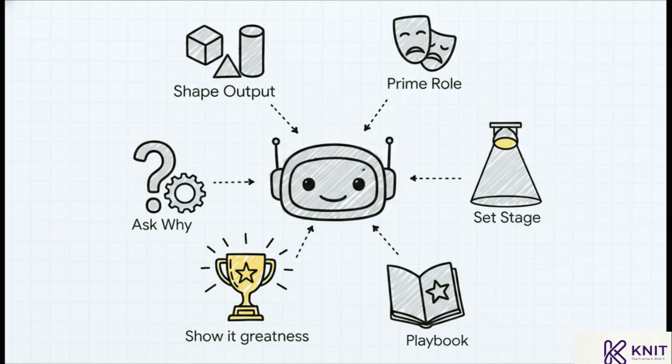Third, pick your playbook. Don't just ask for an interview guide, ask for one based specifically on the MOM test methodology. Fourth, show it greatness. Provide actual examples of past work that you loved. Fifth, ask for why. Force the AI to explain its reasoning so you can uncover any hidden assumptions. And sixth, shape the output. Explicitly state the format you want, like ask for specific calculations or graphs if you're doing an NPS analysis.